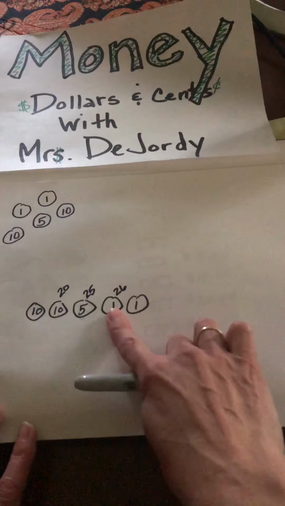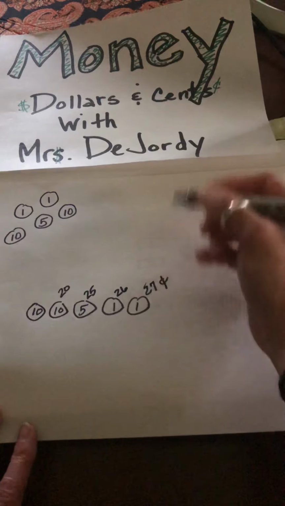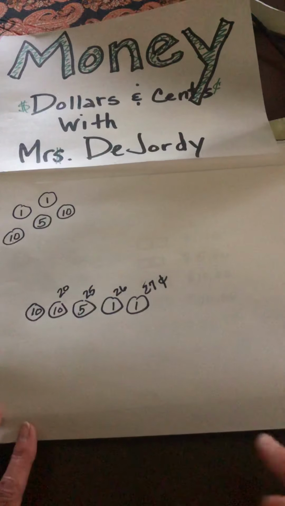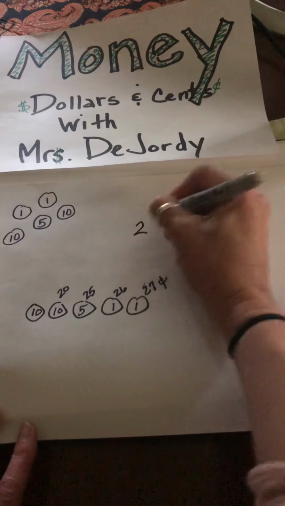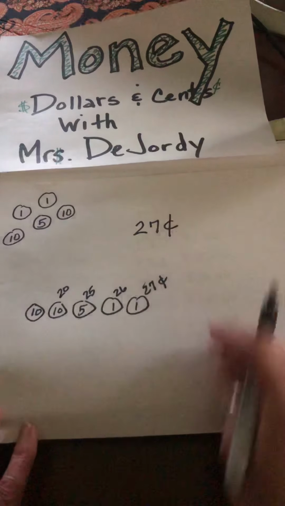26 plus 1 is 27. So I know out of these 5 coins, those 5 coins together make up 27 cents. And I would represent that as 27, and this is the cent symbol.